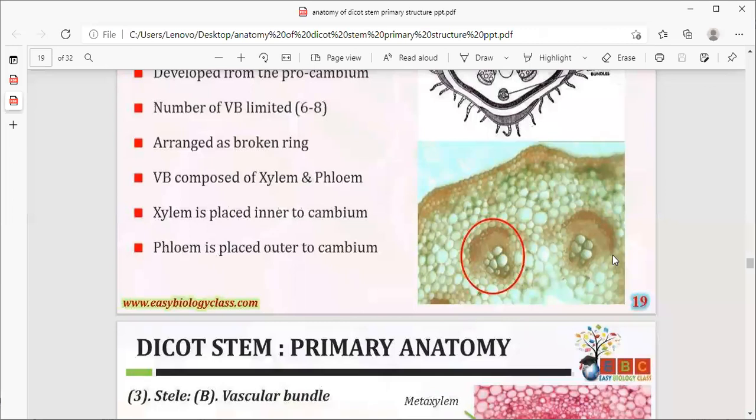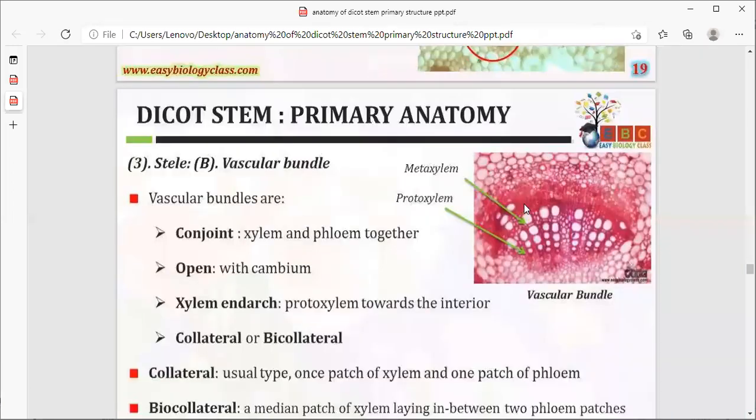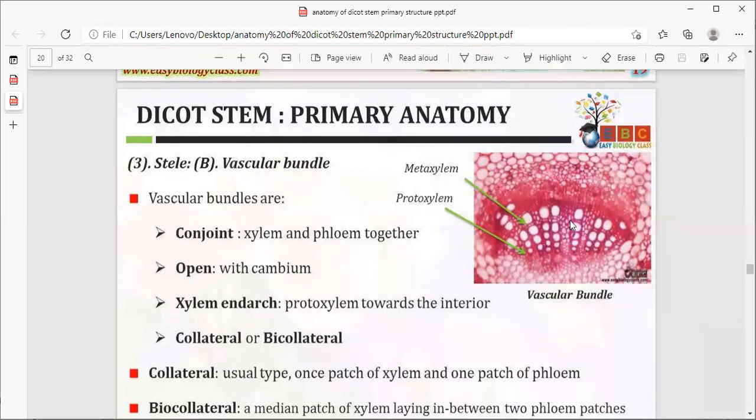So we can observe the detailed structure here. Here are the larger cells, metaxylem, and protoxylem. These are the phloem tissue. So these are the vascular bundles we see one by one. This vascular bundle is conjoint, that means xylem and phloem are together here, and open because of the presence of cambium. Endarch means protoxylem is on the inner side.